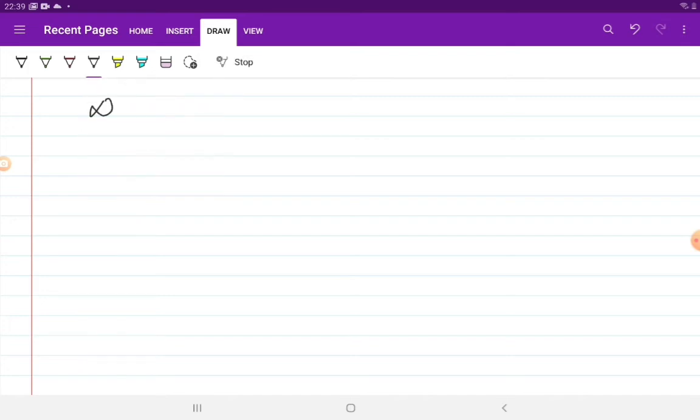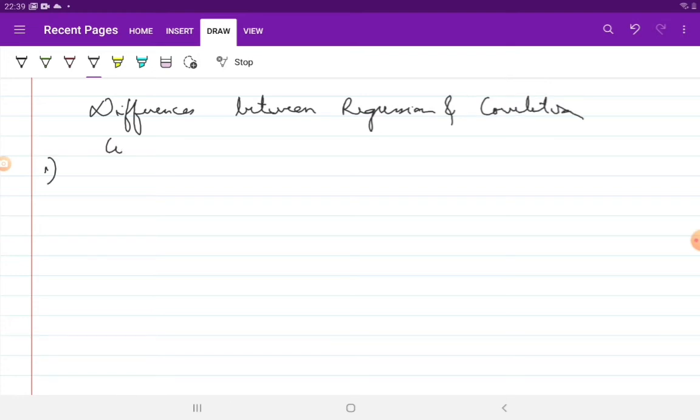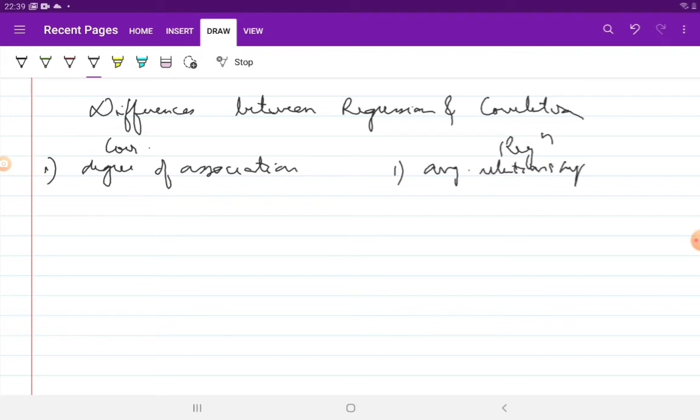So that's the first difference, regression and correlation. So correlation is a measure of degree of association, and regression is a measure of, or is an average relationship between the two variables.